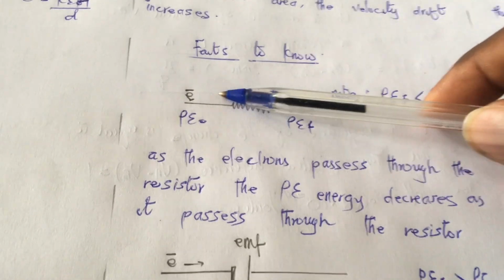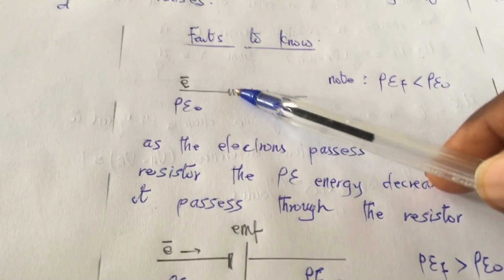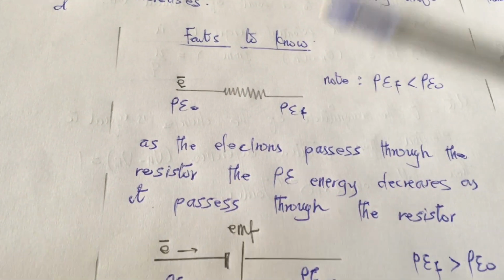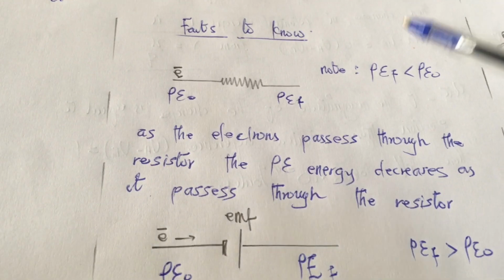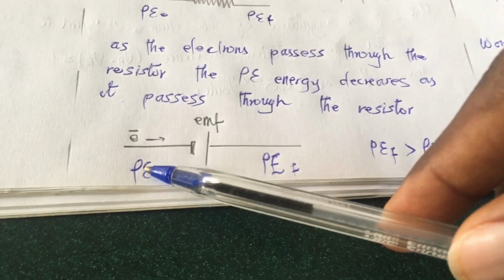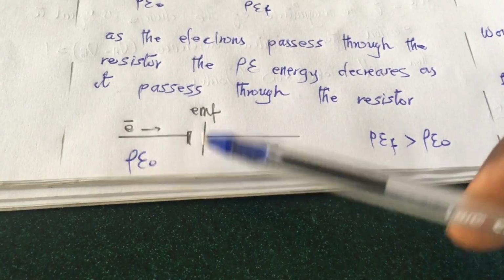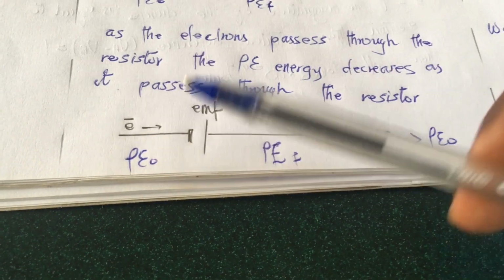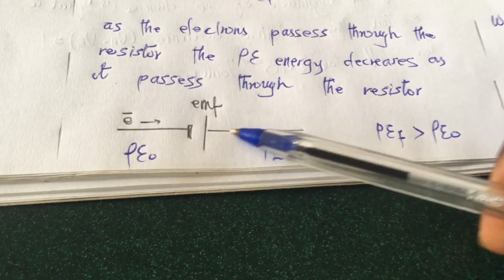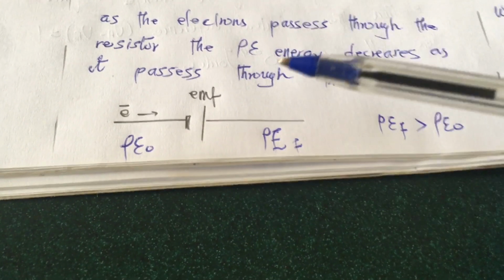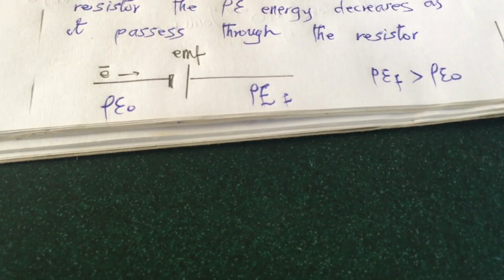Here, when you have a resistor, the potential energy of the electron entering will be greater than the potential energy of the electron moving out. And here it is the opposite, because as it enters the EMF, which acts as a pump, it gives it the same energy that it used when it was moving through the circuit. Okay, so this is the main idea about it.